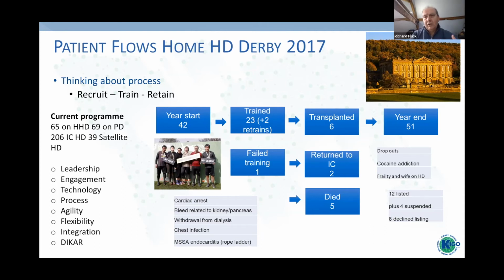And it's not to blow a trumpet, but just to talk about some of the principles. As you saw from the previous graph, we're at the top end of provision, so we're 35 to 40%. And we've got a program of 65 currently on home hemo, 69 on PD, 206 on in-center hemodialysis, and 39 on satellite hemodialysis in the unit we've just acquired.